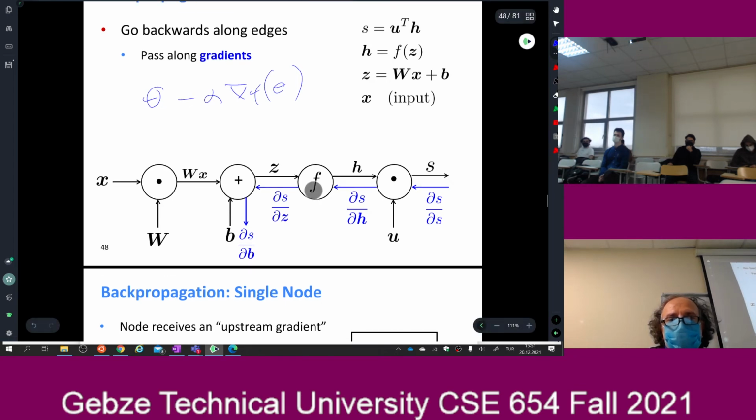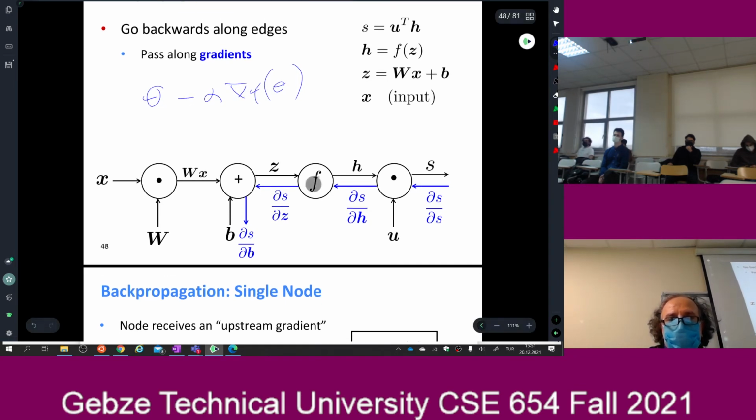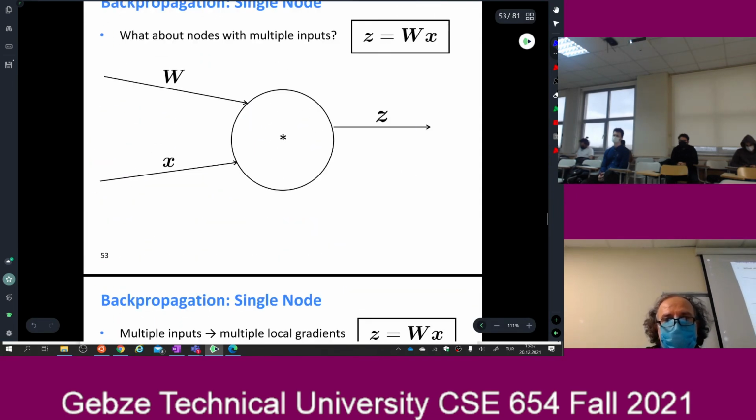So I looked at this one a few minutes ago using the standard chain rule. How about this position now? W comes here, X comes there, and how does the same thing work here? Put in the plus. How does backpropagation work in this case?